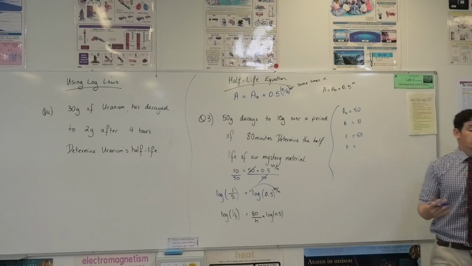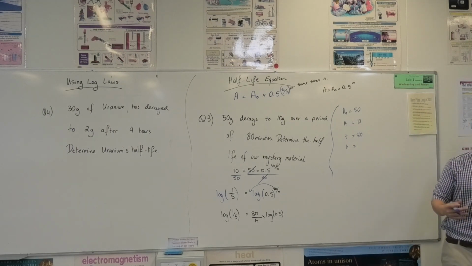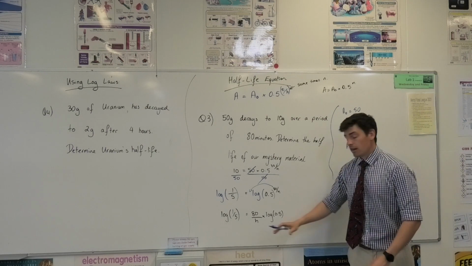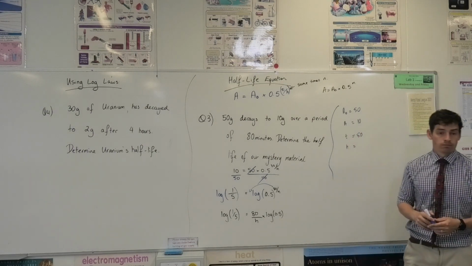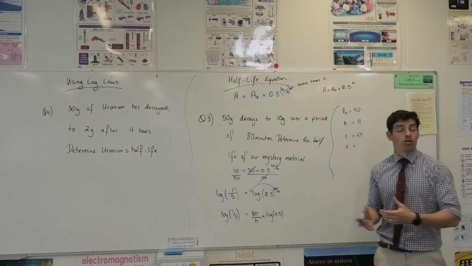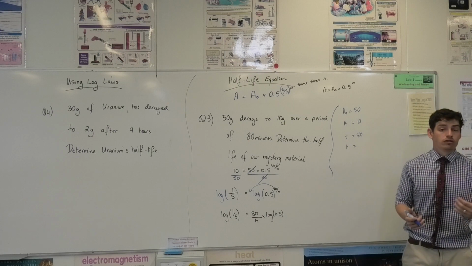Notice that I keep the power as 80 over h. So whatever the power is, I take the whole thing at the front. Keep it exactly the same. Now at this point here, what's the problem? H is on the bottom. I don't want my unknown that I'm attacking to be on the bottom. I want it by itself on the top.